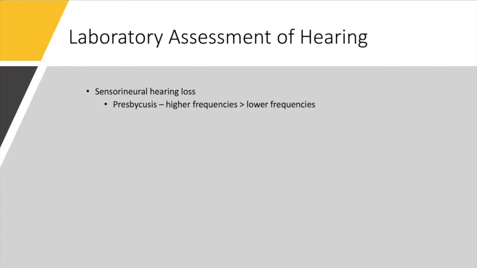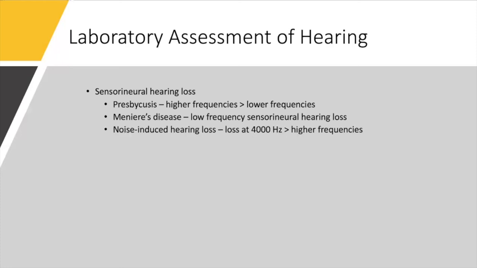In general, sensorineural hearing loss, such as presbycusis, affects higher frequencies more than lower frequencies. An exception is Meniere's disease, which is characteristically associated with low-frequency sensorineural hearing loss. Noise-induced hearing loss has an unusual pattern of hearing impairment in which the loss at 4,000 Hz is greater than at higher frequencies. Vestibular schwannomas characteristically affect the higher frequencies, but any pattern of hearing loss can be observed.